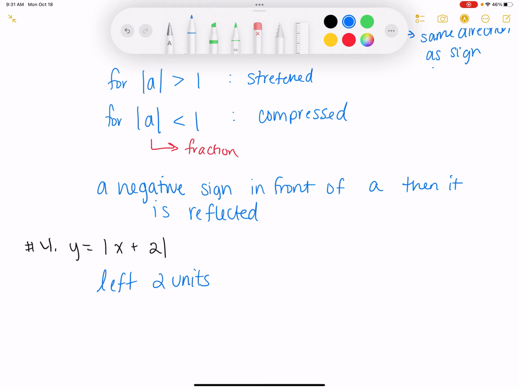Now, if I were to be graphing this, I'll do a little rough graph right here. The parent function would look something like this. My new function is shifted left 2 units, so it basically just looks like that.